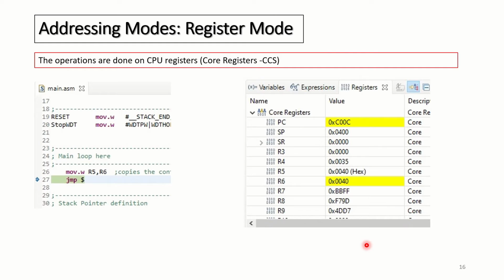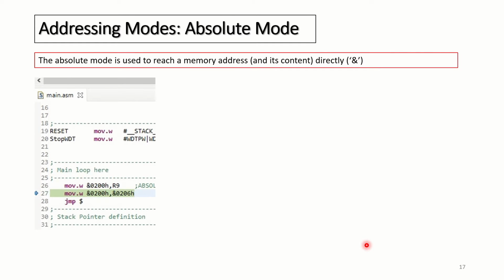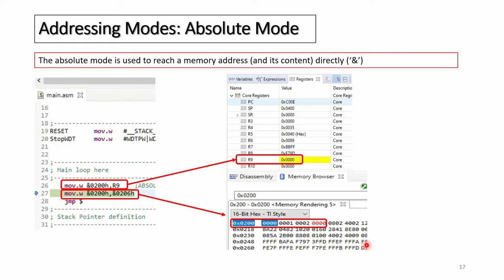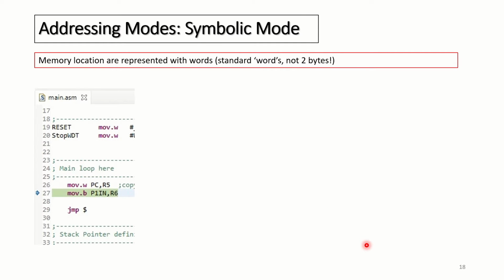In the register mode, the operations are done on CPU registers. Here, the value of the register 5 is inserted into register 6. The absolute mode is used to reach a memory address and its content directly by the ampersand sign. In the first move instruction, the content of the 0200 memory address is inserted into register 9, while the second move instruction inserts the content of the address 0200 to the 0206 memory address.